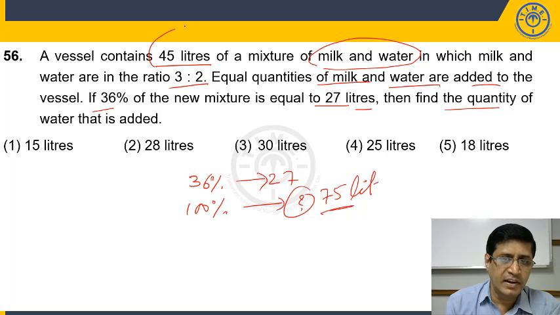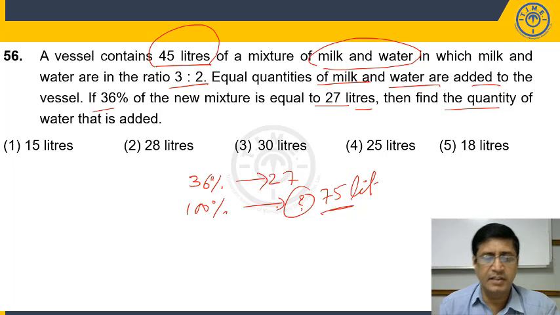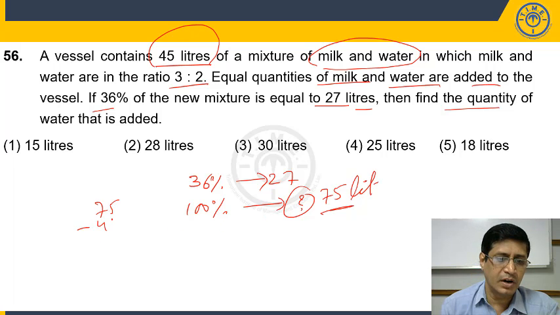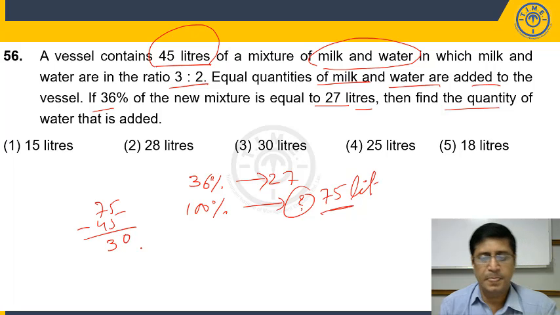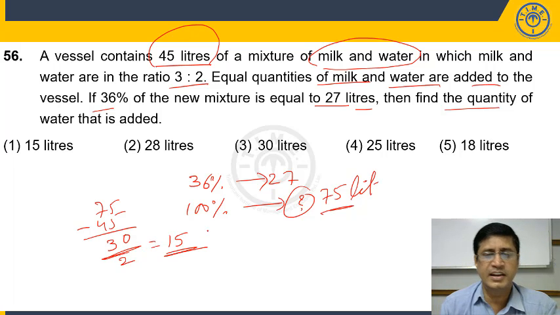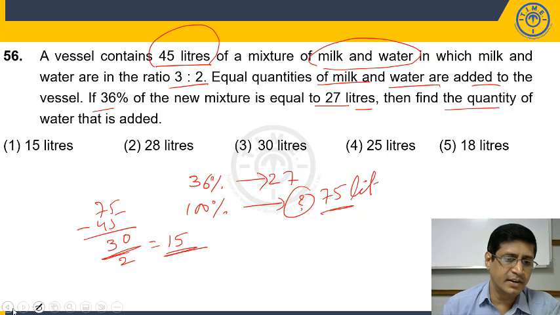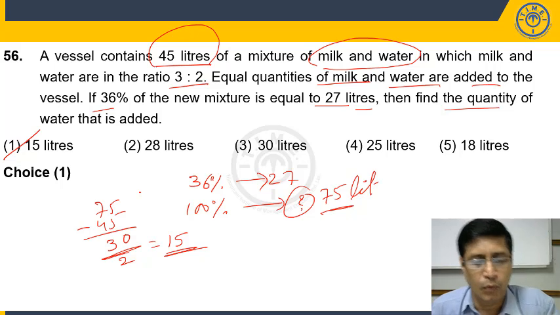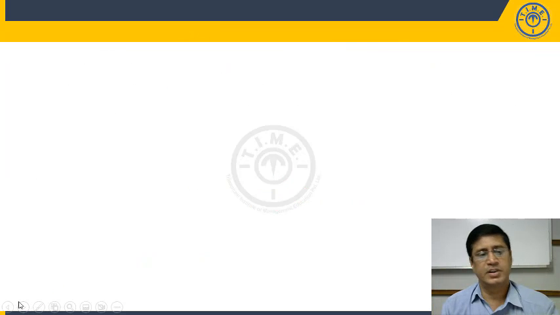Actually 45 liters were there. Now it is 75 liters. Just subtract 45 from 75. 75 minus 45, how much is it? 30. Now this 30 liters is milk and water in equal quantity. Equal quantity means just divide by 2. It will give 15 liters of water and 15 liters of milk. So the right choice is option number 1. First choice is the right choice.